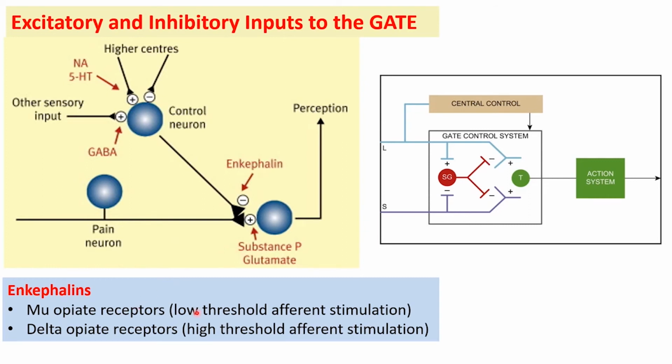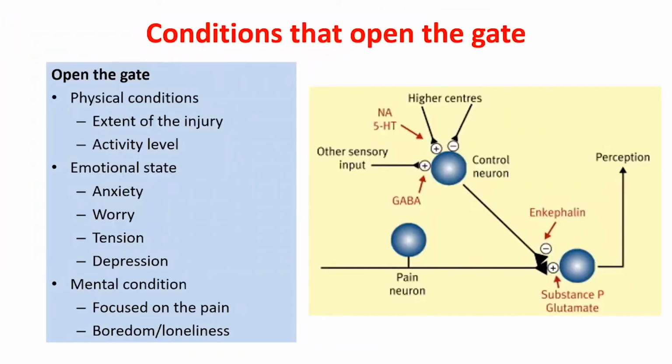Now the low threshold stimulation whenever we are doing, that would probably involve the glutamate, which would be suppressed with the mu opiate receptors. High threshold stimulation for relieving pain involves delta opiate receptors, and the same thing is pictured here with the Melzack-Wall model of the gate.